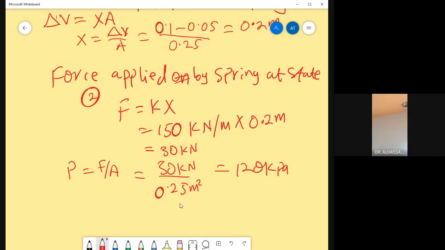Okay, so let's proceed. Now we have got the pressure, the final pressure. What we are going to do is add this pressure. So P2, the final pressure, is going to be 200 kilopascal plus 120. This gives us 320 kilopascal. Let me explain this part to you.